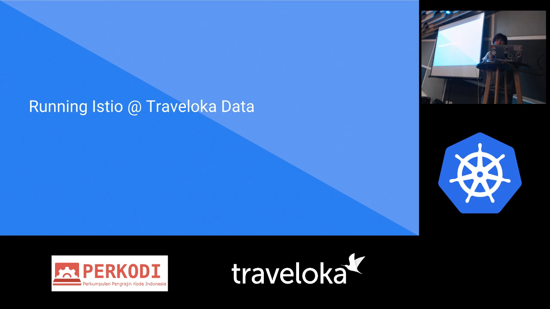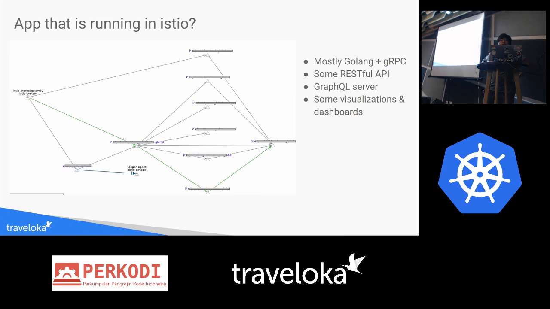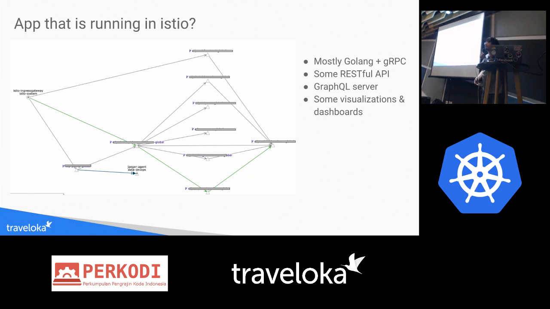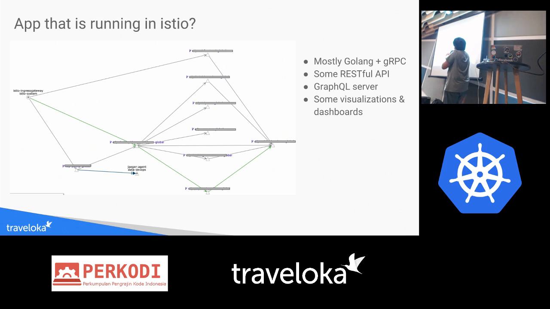So this is how we run Istio at Traveloka. So for apps that are running in Istio right now, we have different types of services. We have Golang and gRPC services. We have some RESTful APIs, and then we have a GraphQL server. And we have some visualization and dashboards to manage our data. And as you can see here, this is the service mesh that we have. I'm sorry, I need to censor the names.